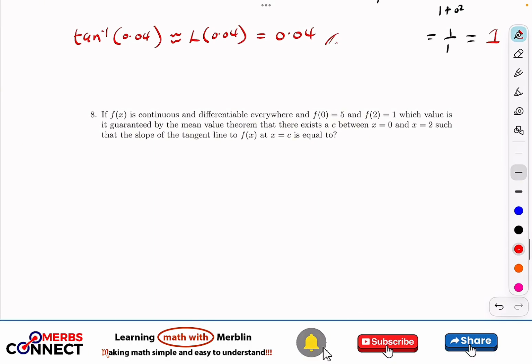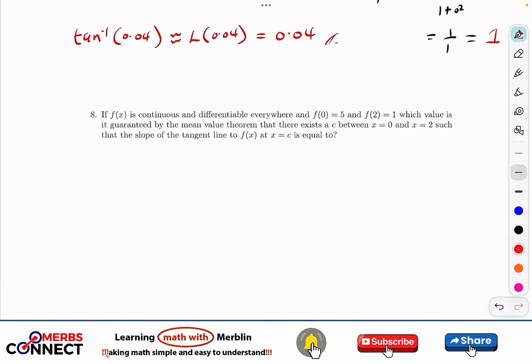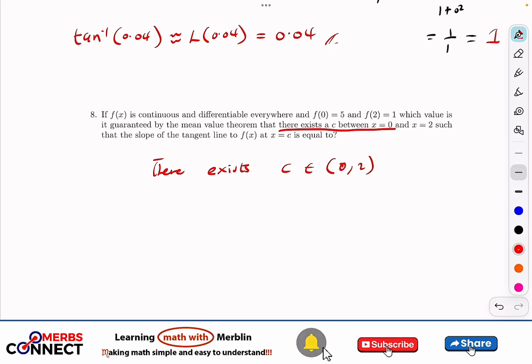8. If f is continuous and differentiable everywhere, we have f of 0 to be this and this one to be this. Which value is guaranteed by the mean value theorem? That there is a c in between 0 and this, such that the slope this is equal to, okay. So now we are saying that there is this c. Now this c is between 0 and 2, which was stated here, right?